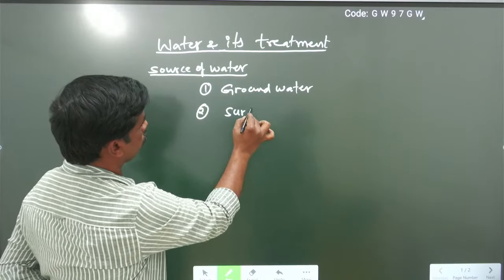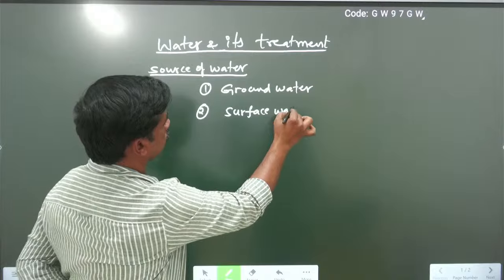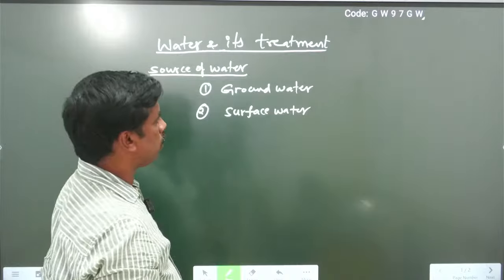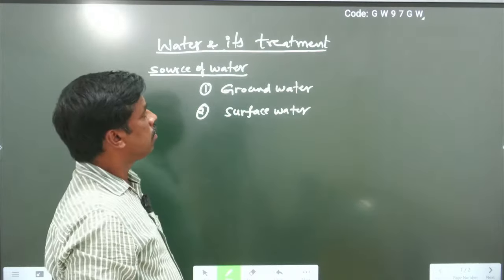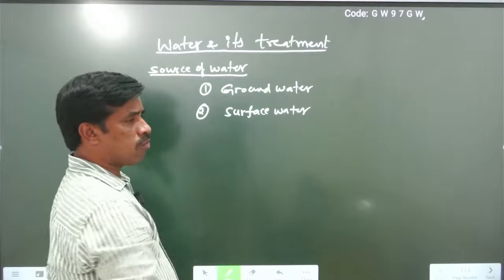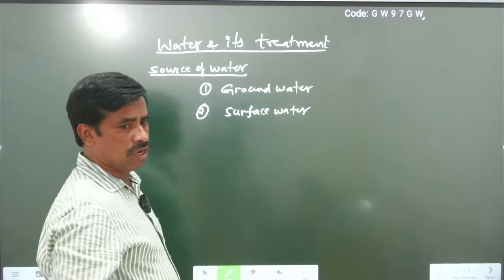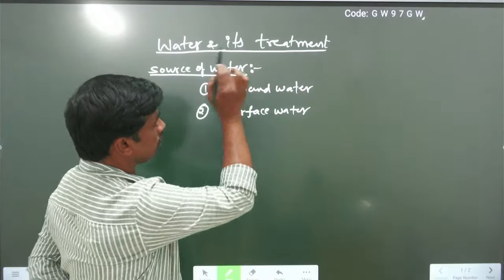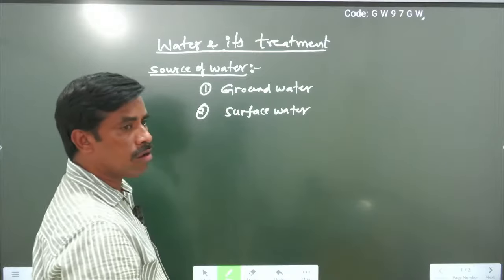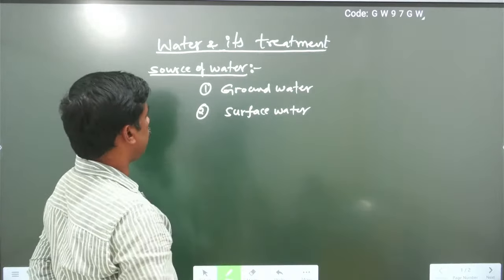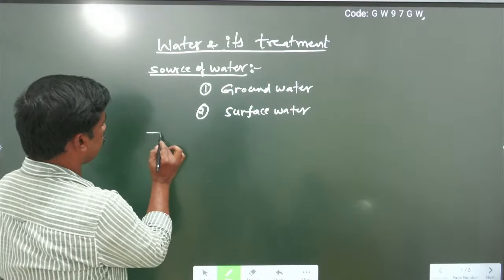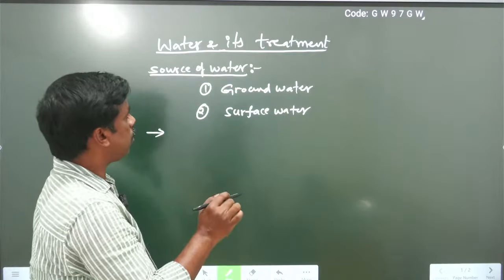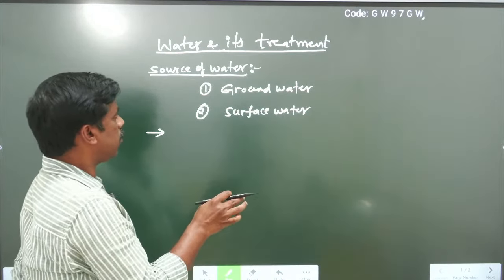The second one is surface water. Surface water is majorly rainwater, river water, lake water, etc. These two are naturally occurring sources only. These naturally occurring sources contain a lot of impurities and dissolved salts. These salts, impurities and minerals get added into the water.